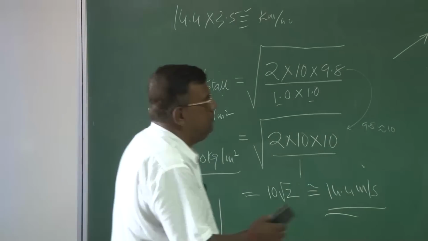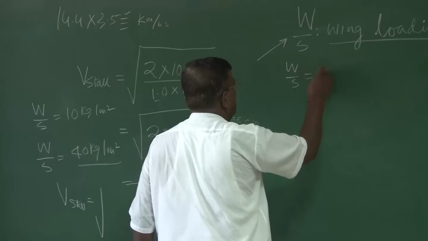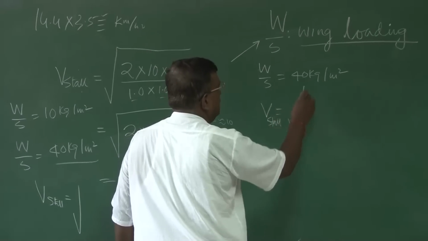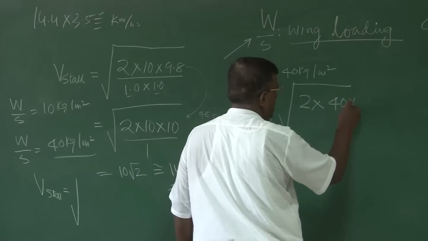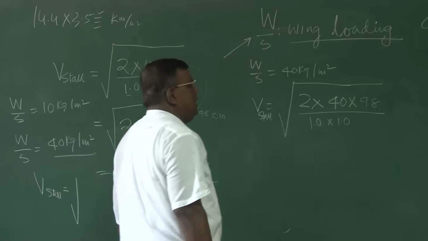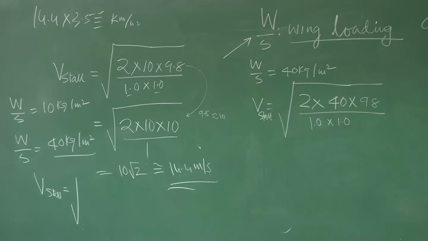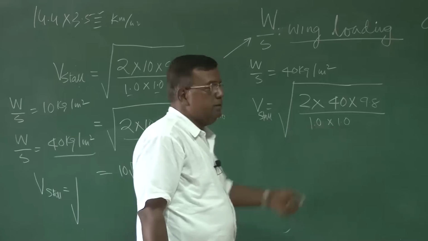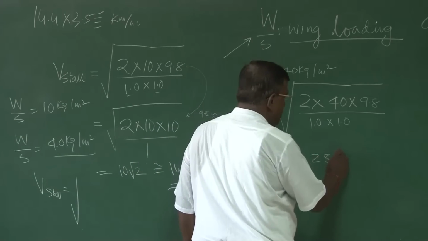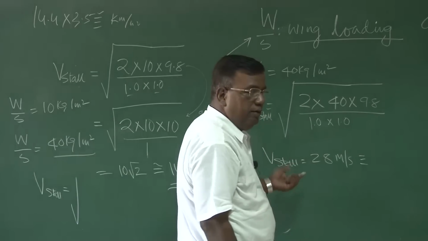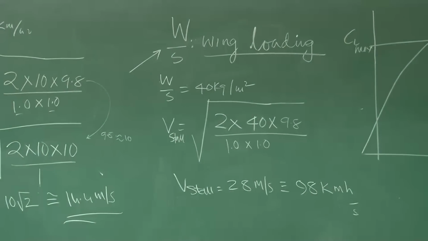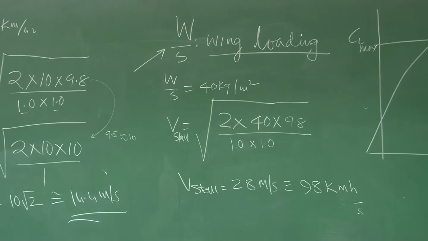under root, let me write it here. So what I am saying is W by S is 40 kg per meter square. So Vstall will be 2, W by S is 40, again into 9.8 to convert to Newton, rho I have taken 1 and CL I have taken 1. Please understand CL typically is 1.2 maximum you get. For Vstall you need to take CL max, but we are taking it 1. And this also now comes out to how much? 28 meter per second, which is equal to, just multiply by 3.5, 98 kilometer per hour. So 98 kilometer per hour, you understand, if you drive a motorcycle, it's almost 100 kilometer per hour. It's a huge number, right?